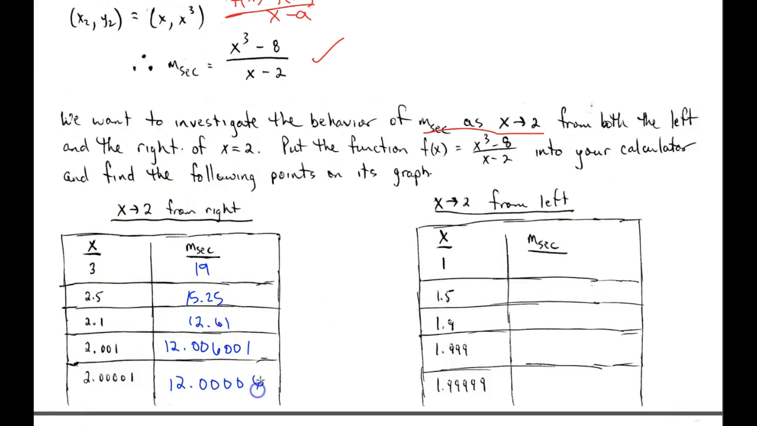12.4 zeros and a 6. So as you can see, as we're coming from the right of x equals 2, it looks like we're getting closer and closer to 12.